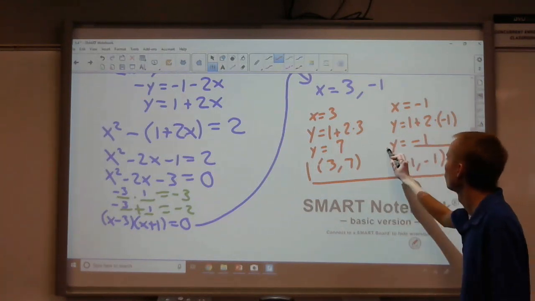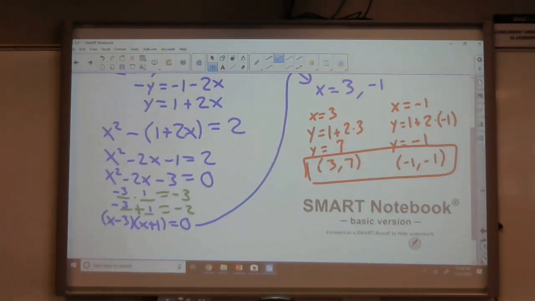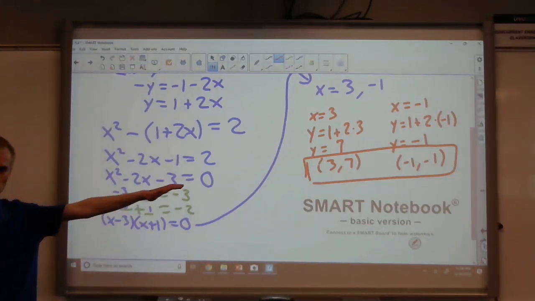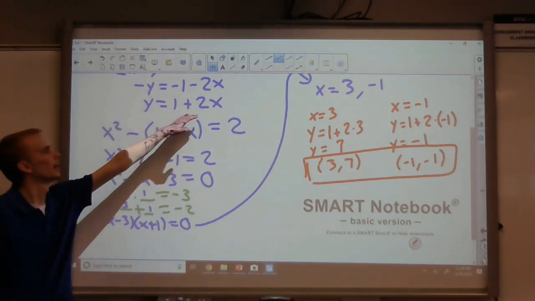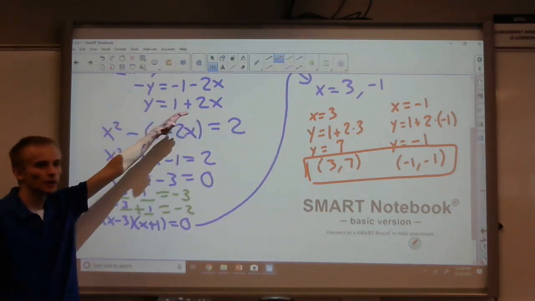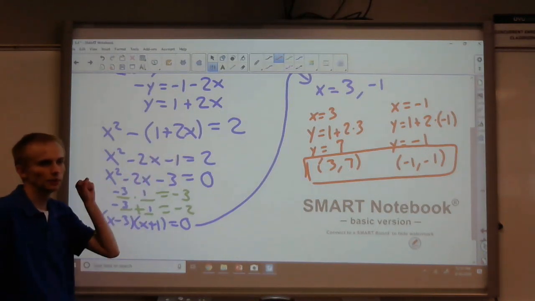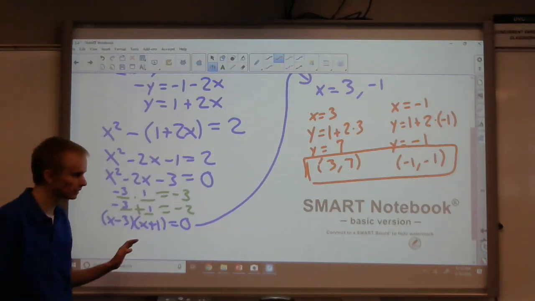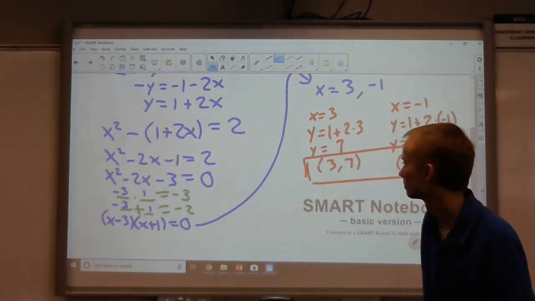Okay? So what were my steps? I used substitution. So I solved for one of the variables, and then, so that's what we did here. We found out what y was. We plugged it into the other equation, and then we solved for x, and then back substituted to find y. Okay?